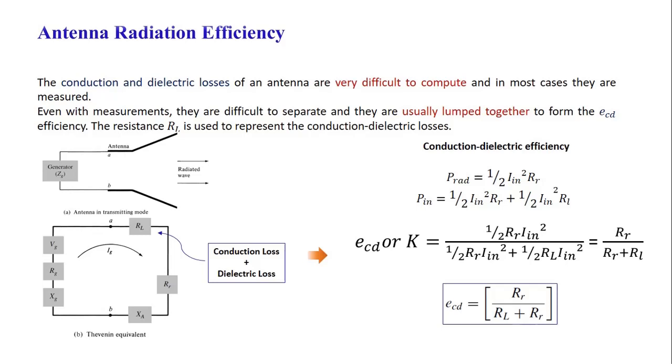Now you can see over here in the figure, as I said, this is the loss resistance denoted as RL. It is giving us the losses that are taking place inside the antenna, and it represents the conduction and the dielectric loss. So now if you see this RL and RR, they both are nothing but the antenna resistance, and this is the antenna reactance. This is the Thevenin's equivalent of the antenna in a transmitting mode.